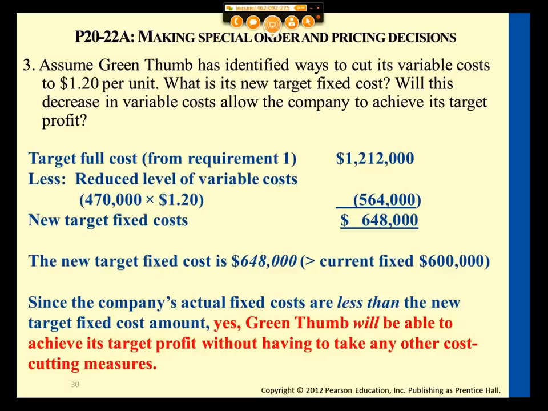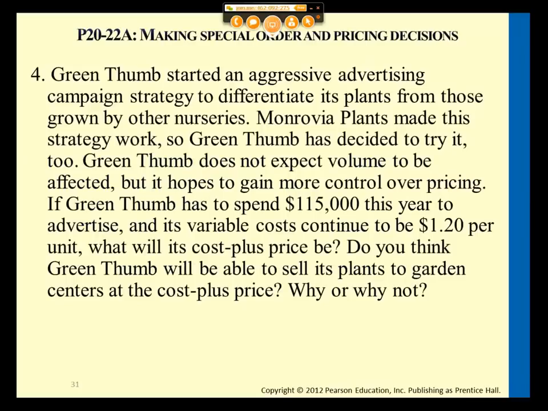What does it mean? It means that Green Thumb will be able to achieve the target profit, right? Without any additional cost-cutting measures. All right. So the next one we have.